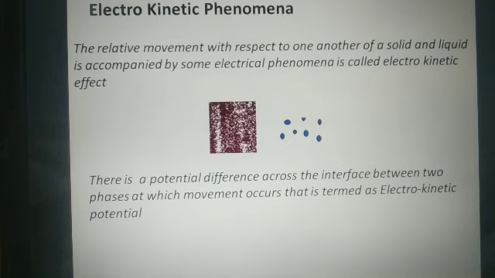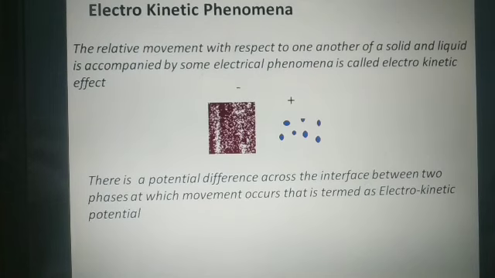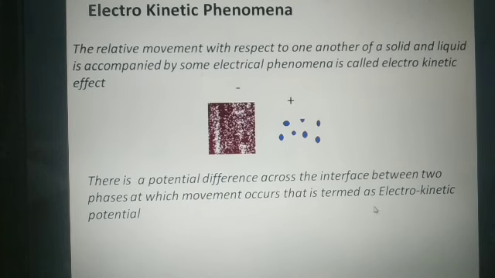Always it is found that there is a potential difference across the interface of the two phases. So that is the solid phase, which is stationary. That is the mobile phase, which is a liquid. At the interface, means the line joining this liquid and the solid, there exists a potential difference. Potential difference means one side is positive, another side is negative. So that potential difference is termed as the electrokinetic potential.